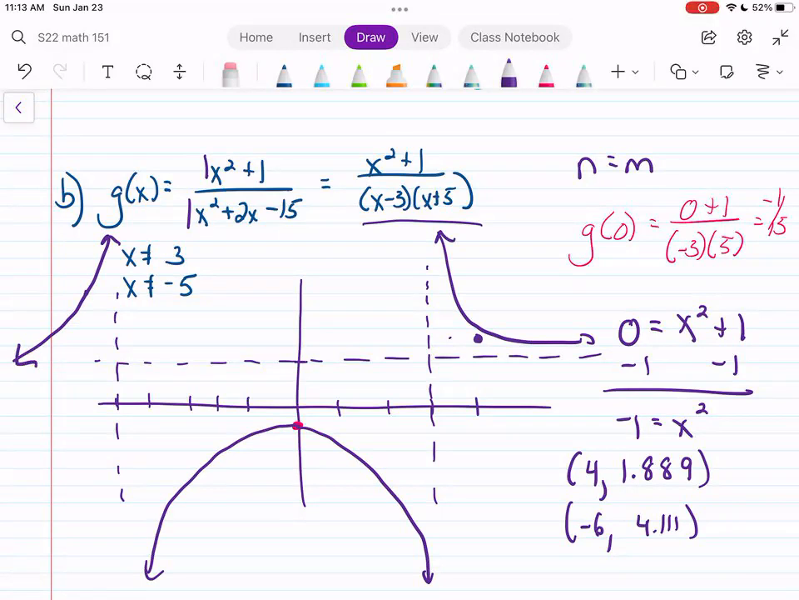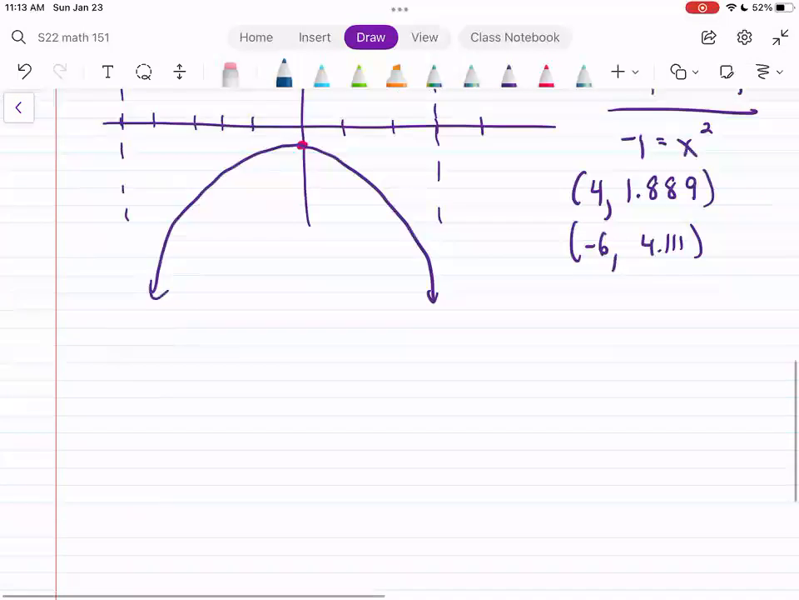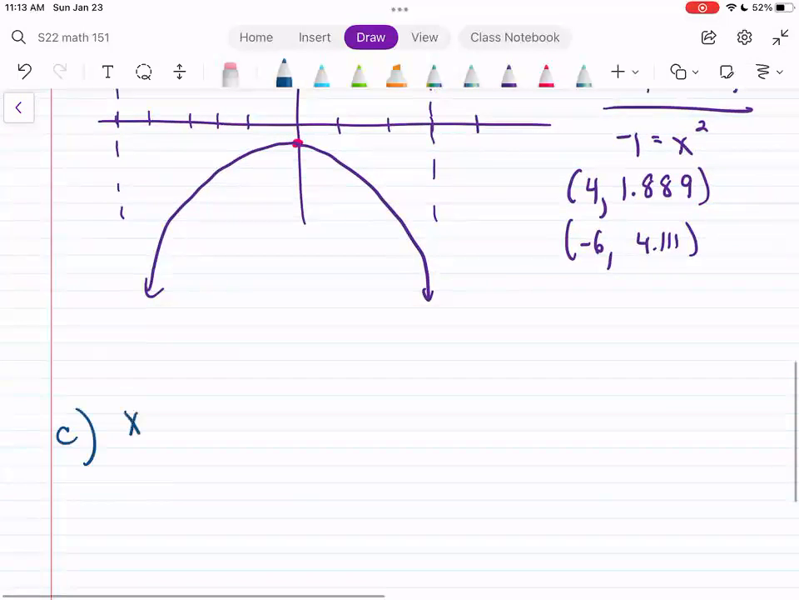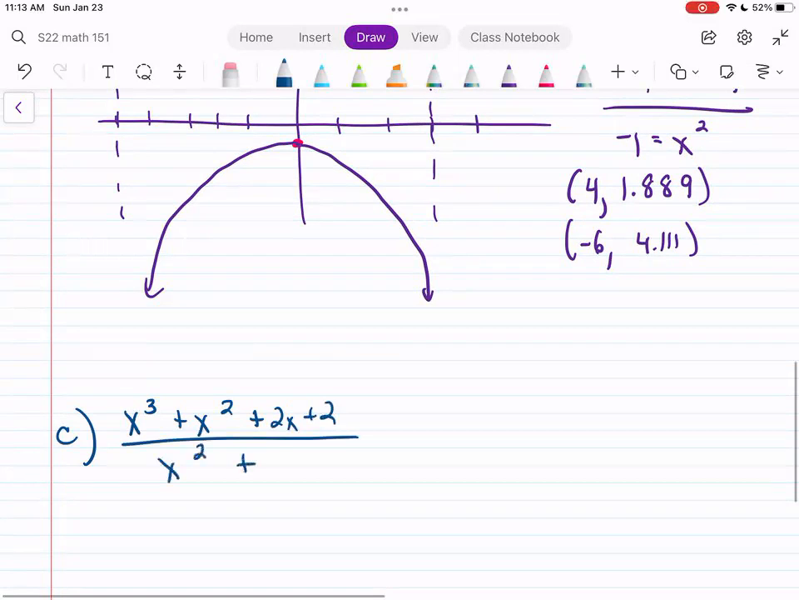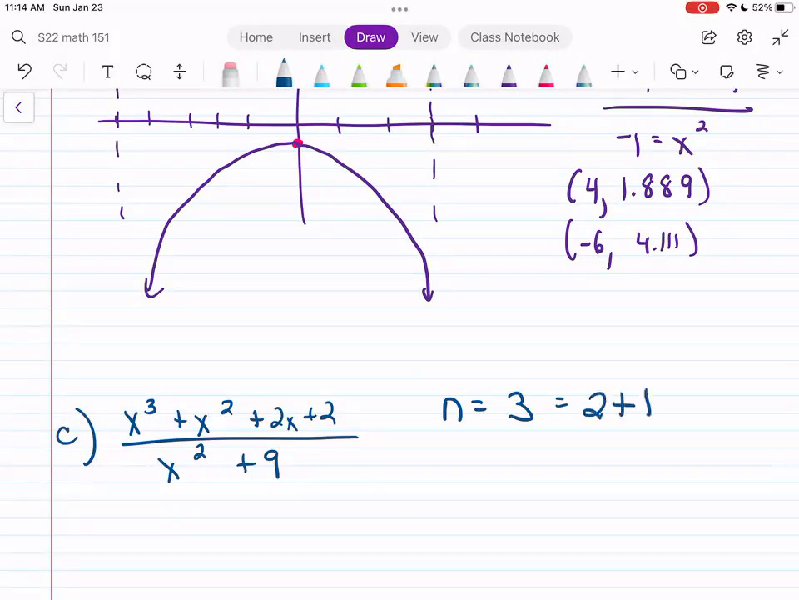As a last example of following these steps, let's consider x cubed plus x squared plus 2x plus 2 over x squared plus 9. The denominator can't be factored, step 1, so we know the domain is all reals. This tells us then that there's not going to be any vertical asymptotes or holes. Notice, however, that the numerator has a degree of 3, which is equal to the denominator's degree plus 1. This tells us that we have to divide to find an oblique asymptote.